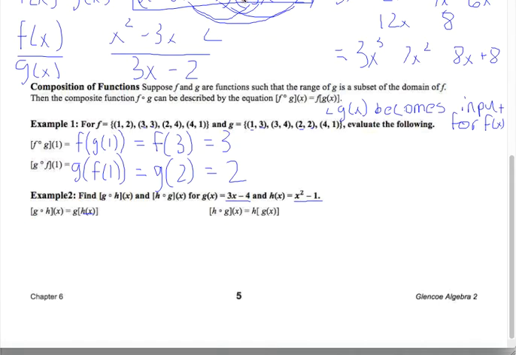we have g of h of x would equal, so g of x is 3x minus 4, but I don't want g of x, I want g of h of x. And h of x is x squared minus 1. And then g of x was 3 times something minus 4. So this part was h of x.